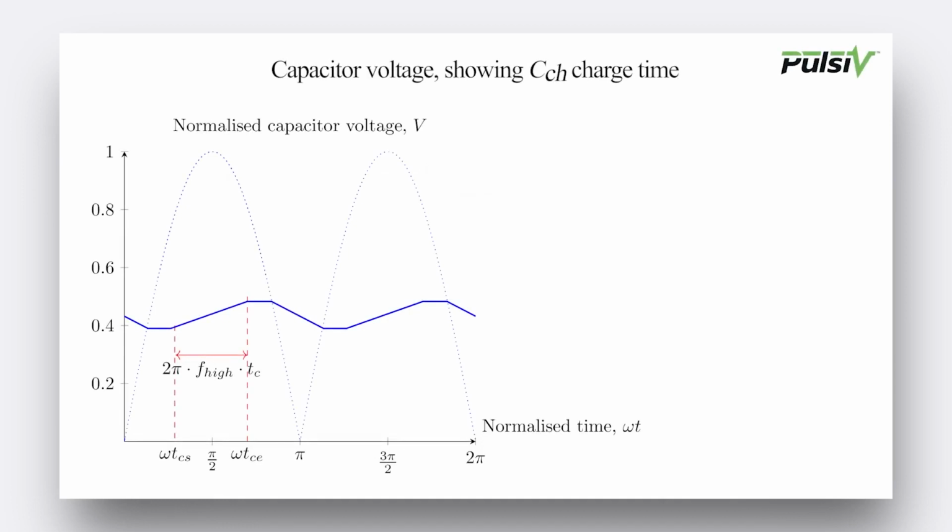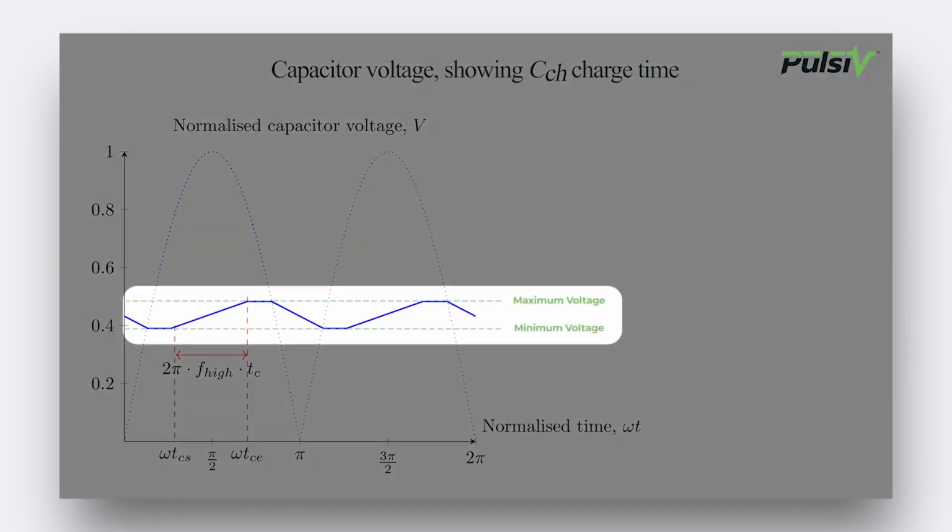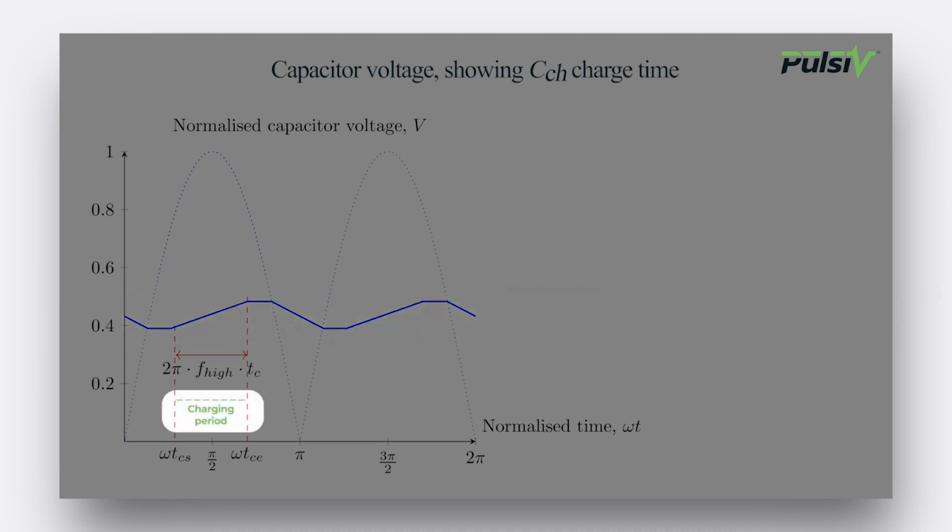In the Pulsiv OSMIUM architecture, the function of the switch and the inductor is to provide sufficient charge to ensure the storage capacitor is charged from its minimum to maximum voltage. During the charging period, the inductor should operate in discontinuous current mode.